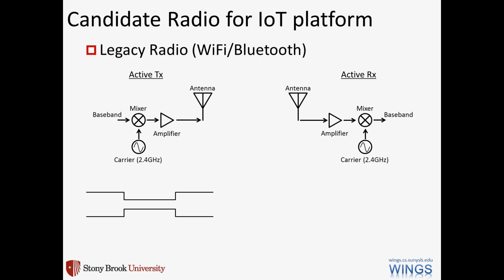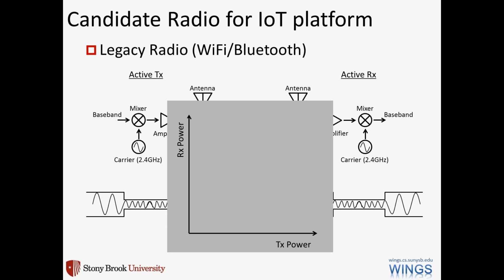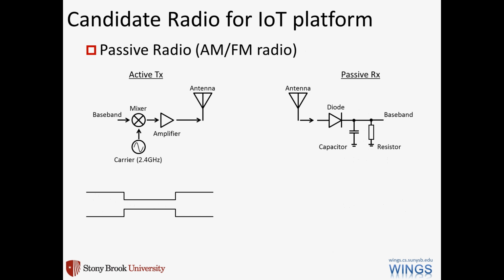So let's take a look at candidate radios for an IoT platform. Legacy radio, which is usually used in Wi-Fi or Bluetooth, consists of an active transmitter and an active receiver. The transmitter takes the baseband signal and generates an analog signal. Then this analog signal is transmitted over the air. Then the receiver decodes it. In terms of power, it consumes high power in transmitting and high power in receiving.